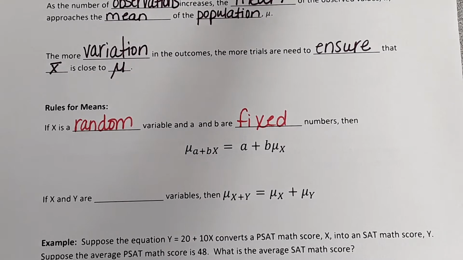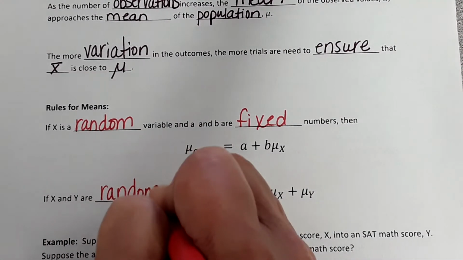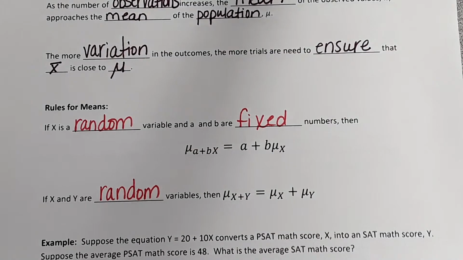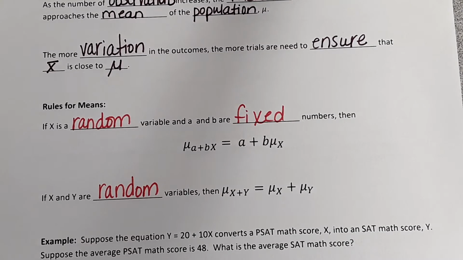Now, if X and Y are random variables, again, notice the word random. It has to be random. So these are things that now are getting a little bit more specific. Is it random when you read the question? You can add the two means together and get the new mean. I'm going to show you what I mean by that. I'm going to show you actually two questions.